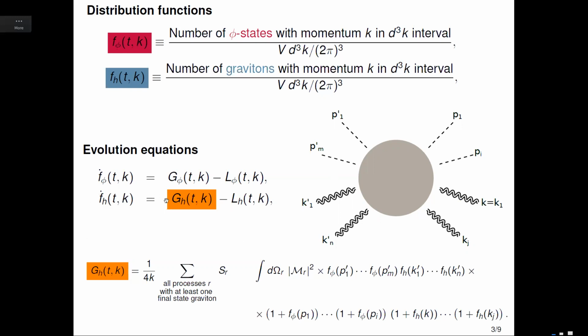The gain term here in orange is basically a sum over all processes which have at least one graviton in the final state, because you want to produce gravitons. Then you have to integrate over the phase space. For the process that you consider, you have to compute the matrix element squared, and then weight everything correspondingly with distribution functions. One very general process is written down here: you have some incoming gravitons, outgoing gravitons, incoming phis, outgoing phis, and so on.